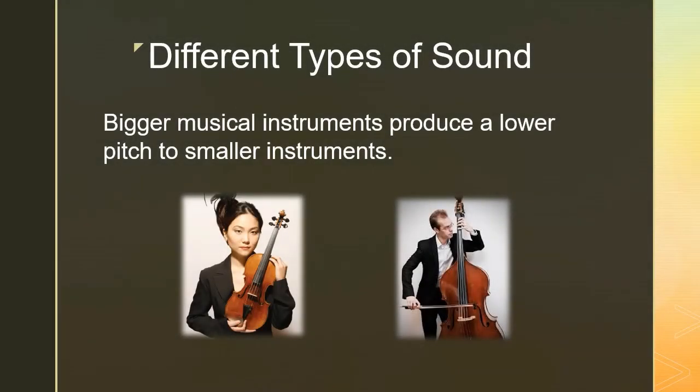So in regards to musical instruments, you tend to find that the bigger the musical instrument is, the lower the pitch that it creates. So the diagram on the left is a small violin. That's going to produce a very high pitched sound, whereas the double bass on the right hand side is going to produce a much lower pitch, a much lower sound.